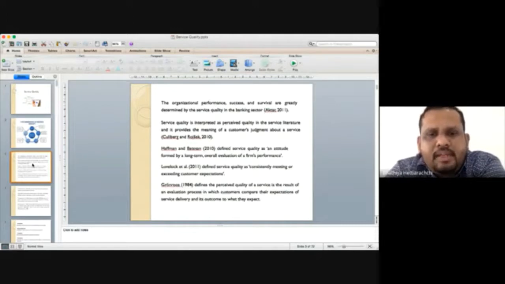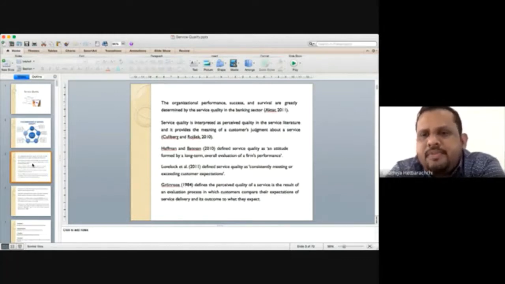Then another piece of research says service quality is interpreted as perceived quality in the service literature, and it provides the meaning of a customer's judgment about a service. What I'm trying to say is that service quality is not a purely logical factor which is common to everyone. If you make a particular product, it can be viewed by everyone in the same way, but service quality is highly subjective, right?